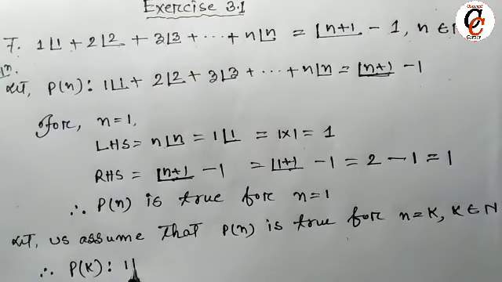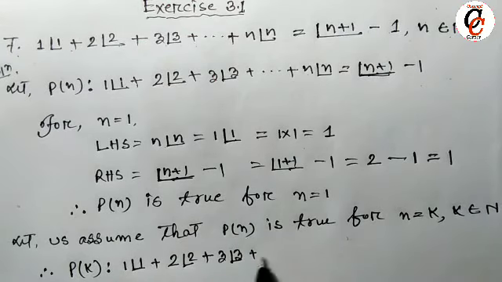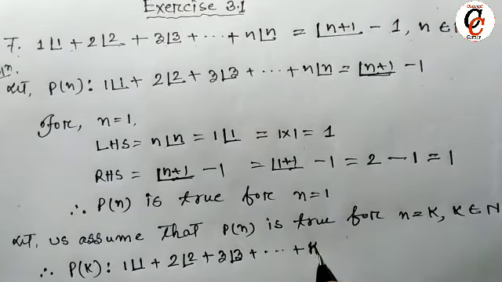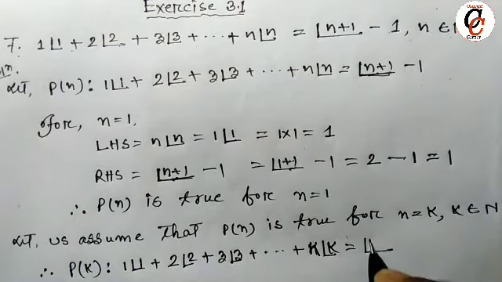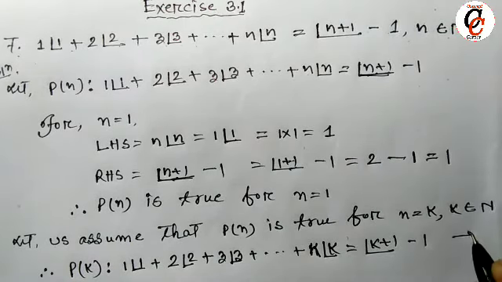So 1 into factorial 1 plus 2 into factorial 2 plus 3 into factorial 3 plus up to k into factorial k is equal to factorial k plus 1 minus 1. Suppose this is equation number 1.